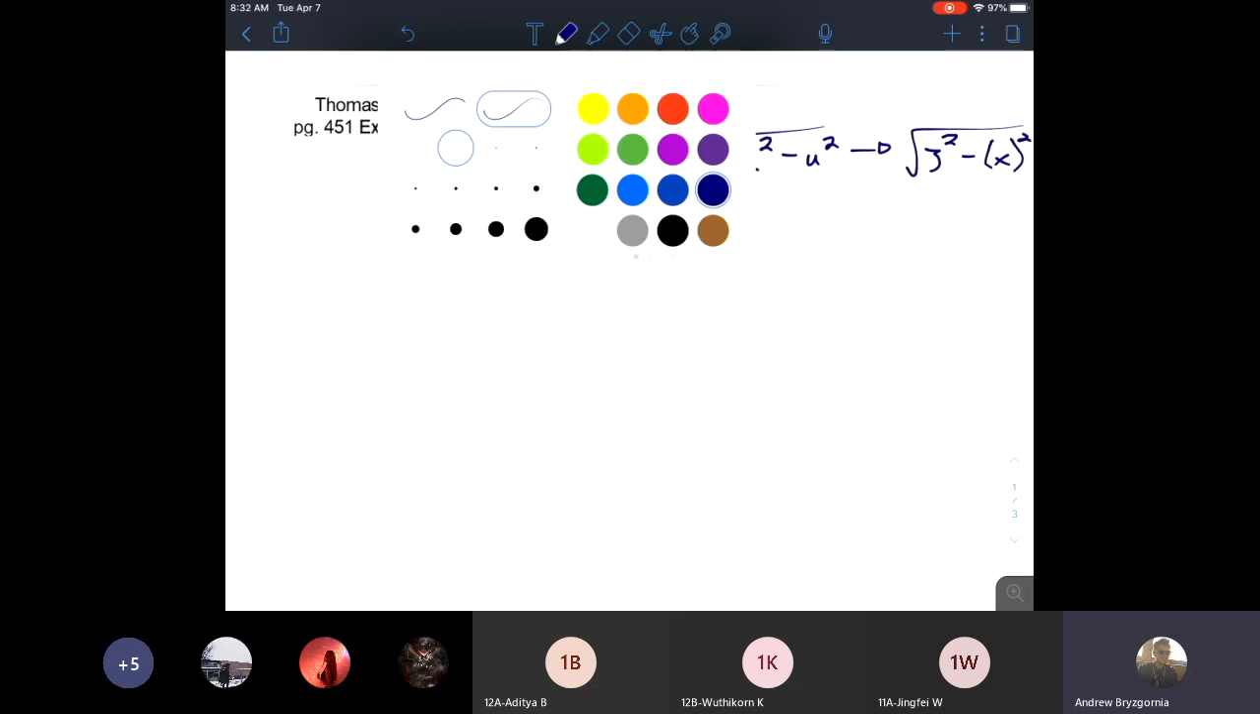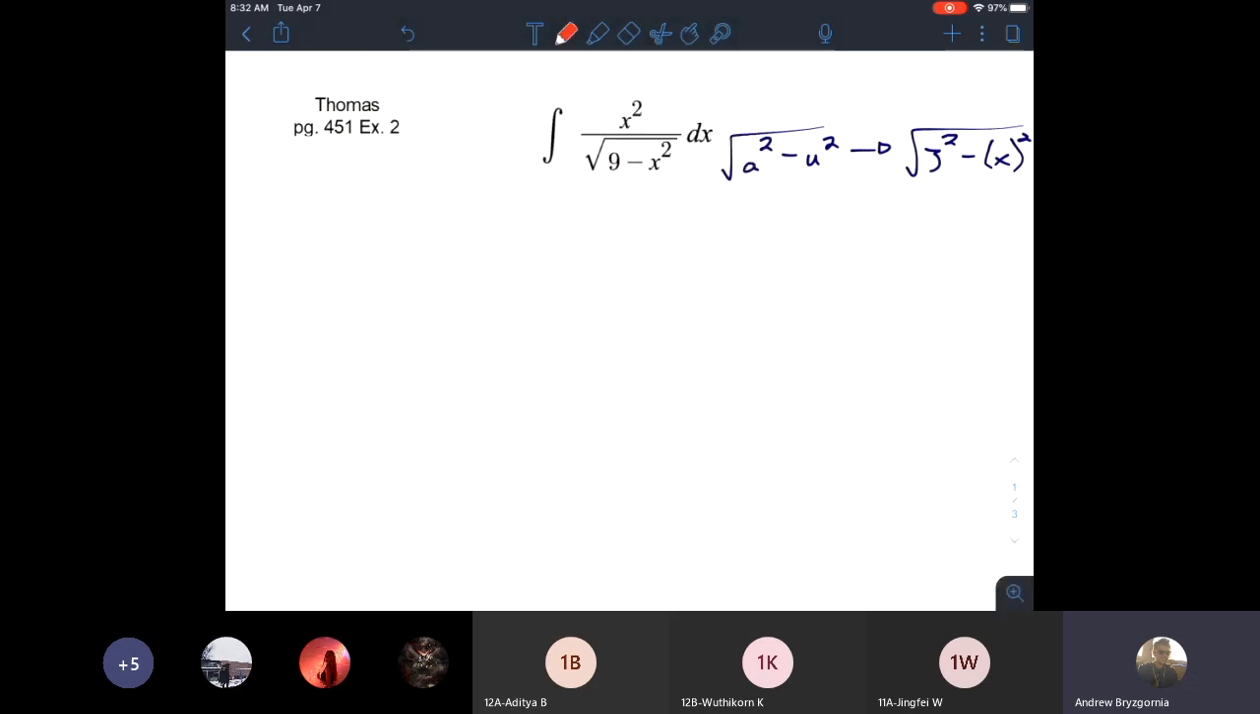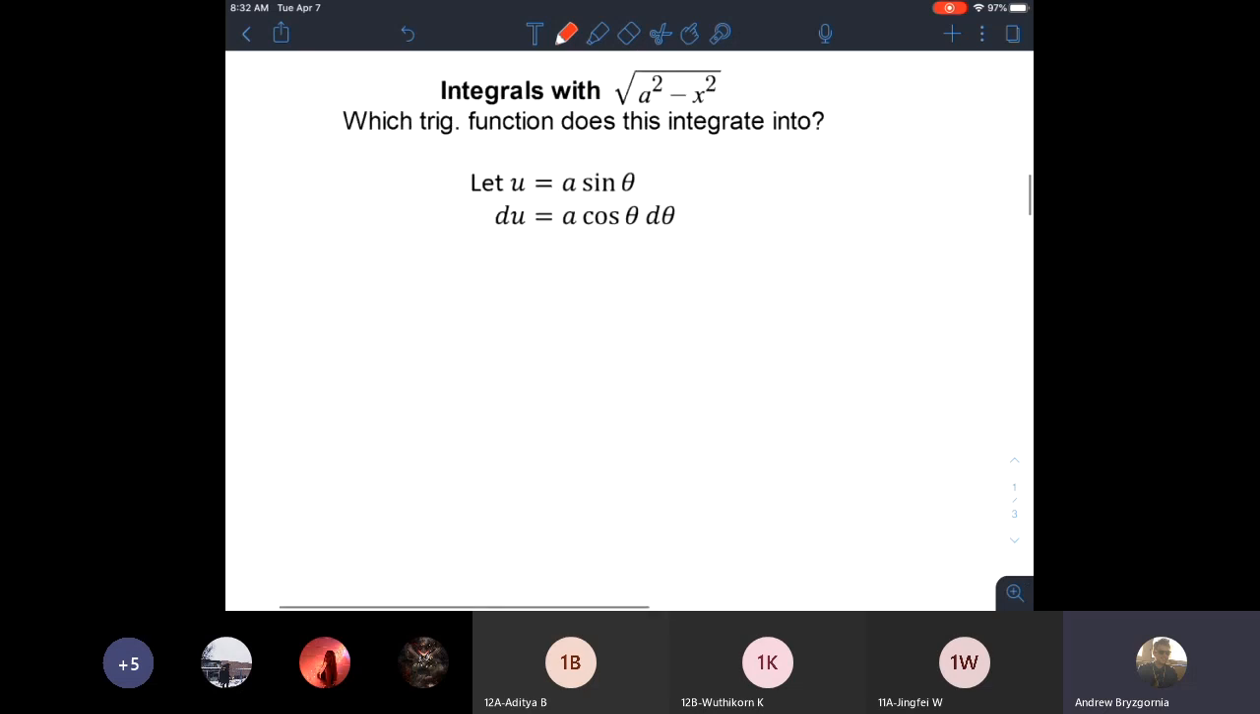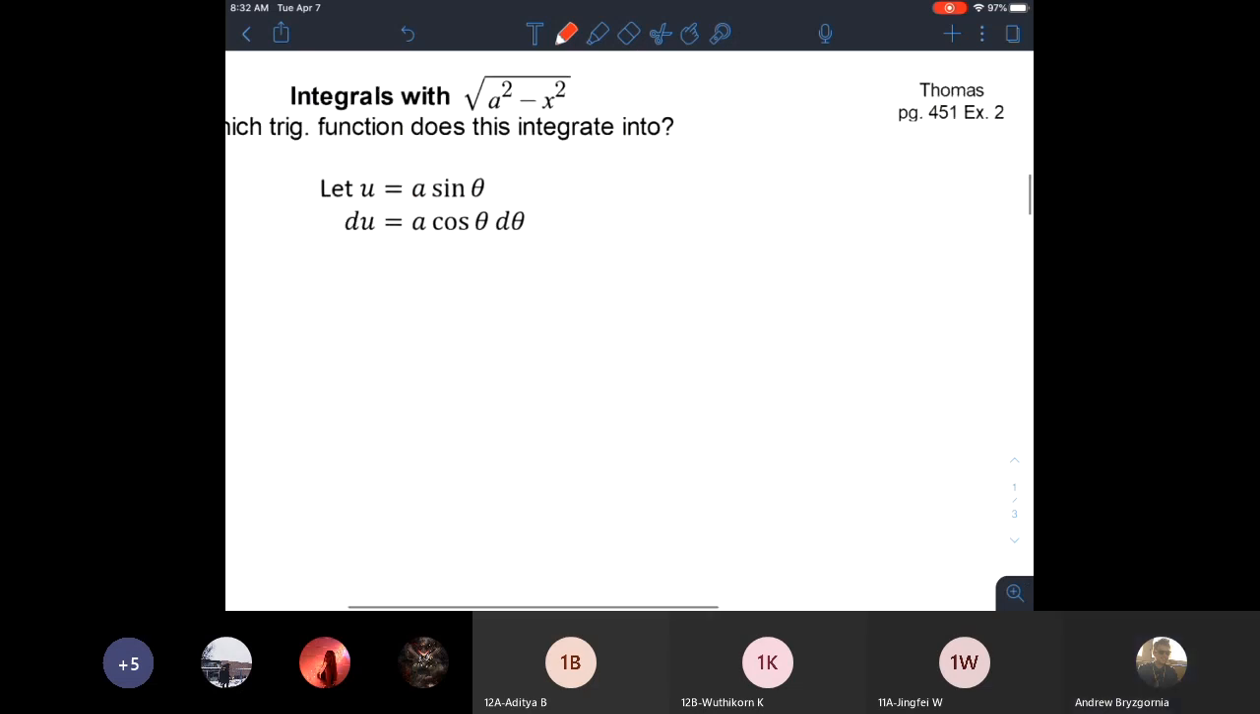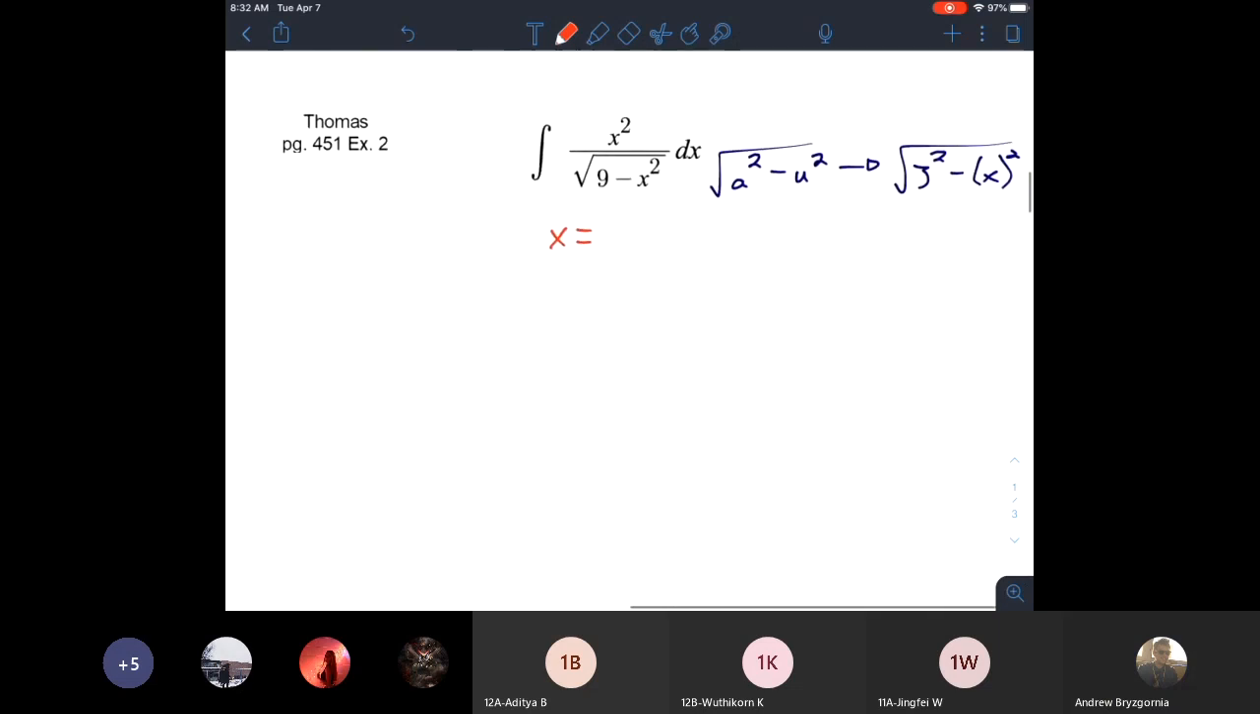Then I know that I'm going to make a u substitution, or in this case, I'm going to set x equals, just because we're starting with an x. x equals, and remember from before, it was a sine theta. And then for dx, that was going to be just the derivative of this. So we get 3 cosine theta d theta.